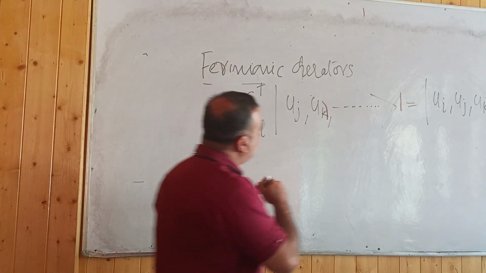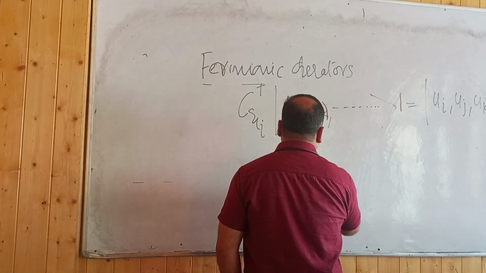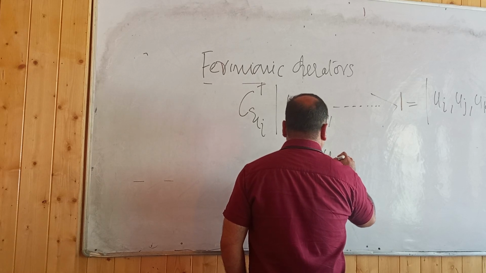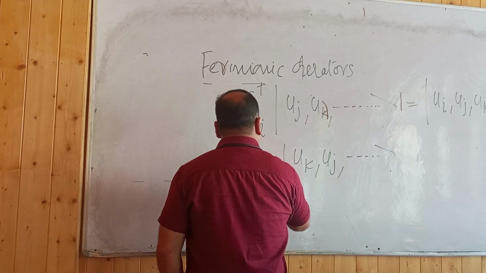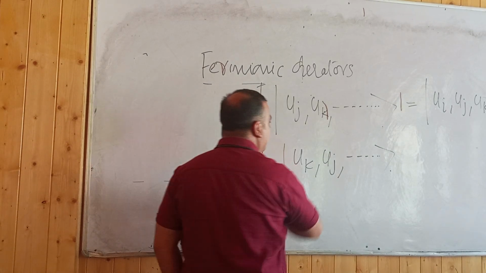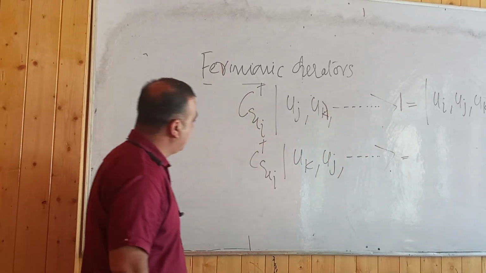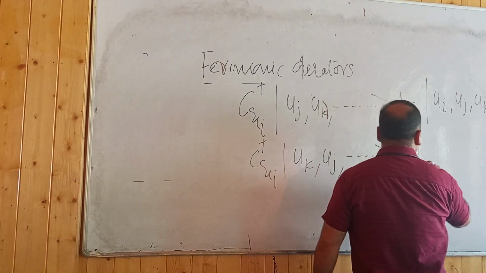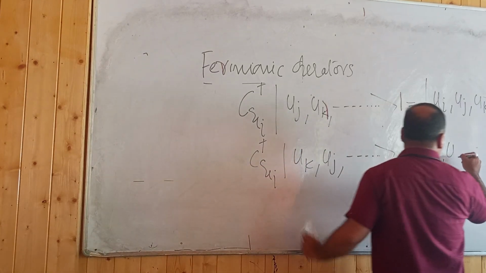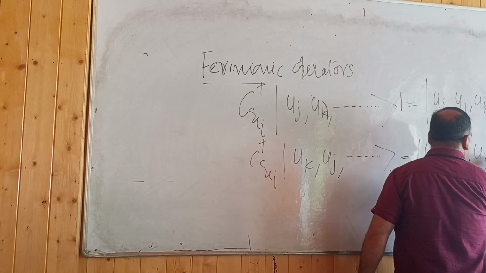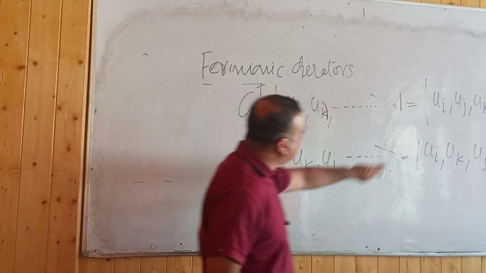Now, if I choose another state, say I choose uk, uj, and so on and so forth, and I use the creation operator C zeta, what will happen? So you will have a state with ui, uk, and uj and so on and so forth. Is this clear? Now what is the difference between the two?